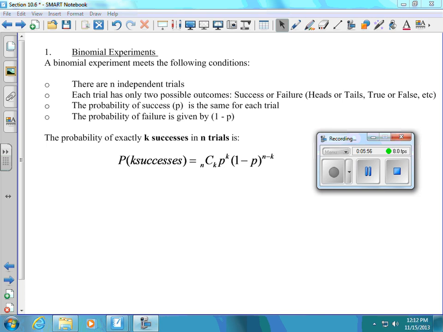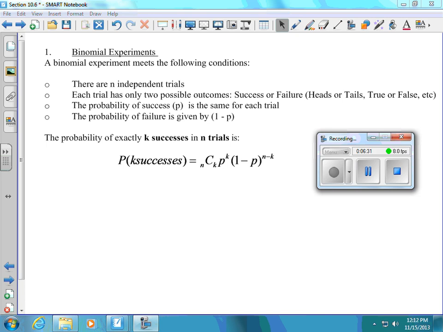There are n independent trials, so there's a finite number of trials. Each trial has only 2 outcomes, success or failure, and you can determine which one is a success or a failure. It depends on the situation or which side of the coin you're looking at. Heads or tails on a coin, true or false, right or wrong, you can look at it that way as well. The probability of success, P, is the same for each trial. So every time you have the same probability for success. The true and false and heads or tails is 0.5 for success every time.